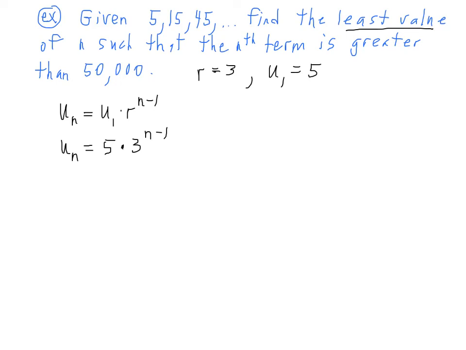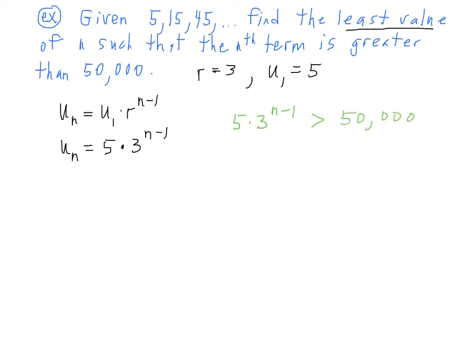We want the first term that's going to be greater than 50,000. So we're really talking about an inequality here. So you're expected to write this inequality. What we're trying to figure out is when this 5 times 3 raised to the n minus 1, which again enables us to find any term, is going to be greater than 50,000.